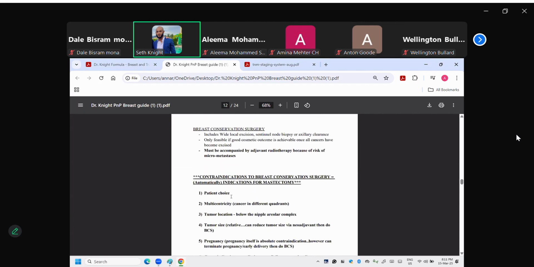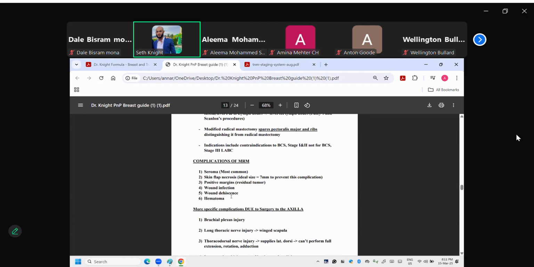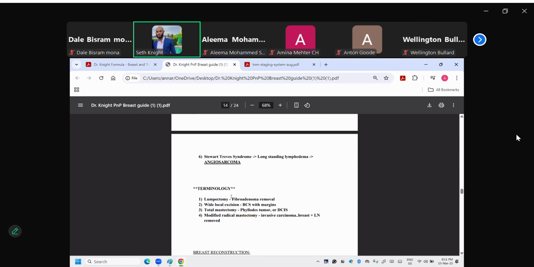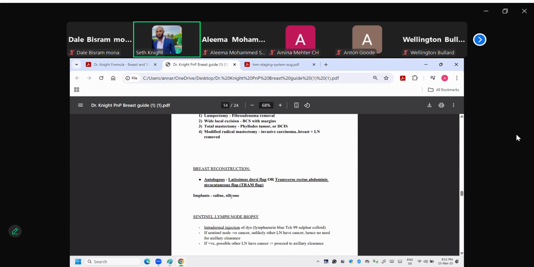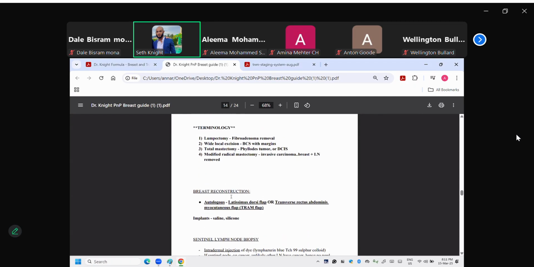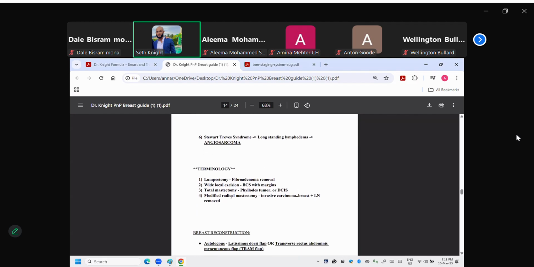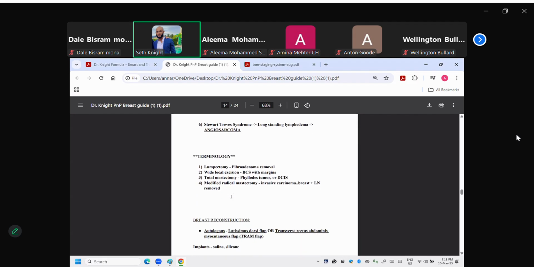All right. So good. So that's MRM versus BCS. Once we do a modified radical mastectomy, guys, we can offer breast reconstruction. And what they like to ask about is what muscles you use if you are deciding to be autologous. Autologous means you're using the patient's own tissue. And the two muscles we can use would be the lat dorsi and the TRAM flap. TRAM is transverse rectus abdominis myocutaneous flap.